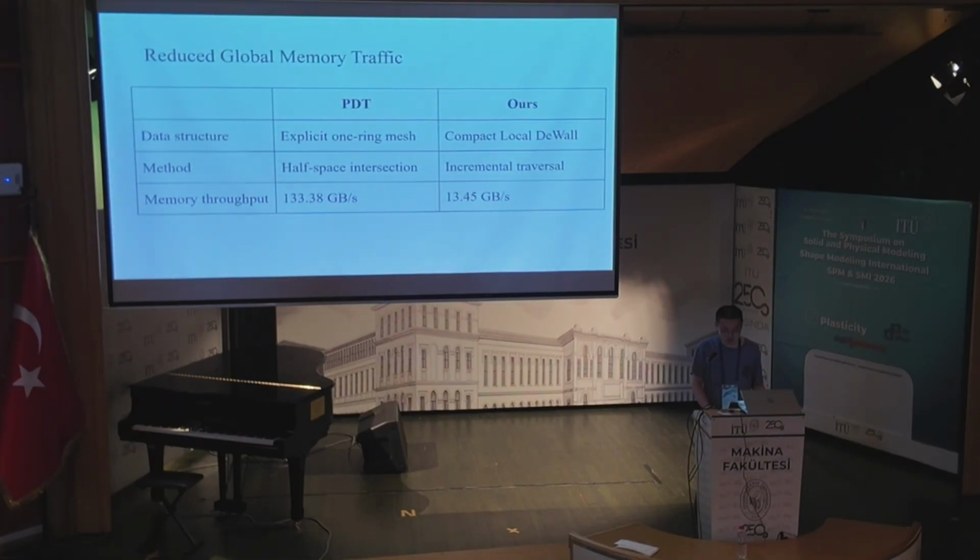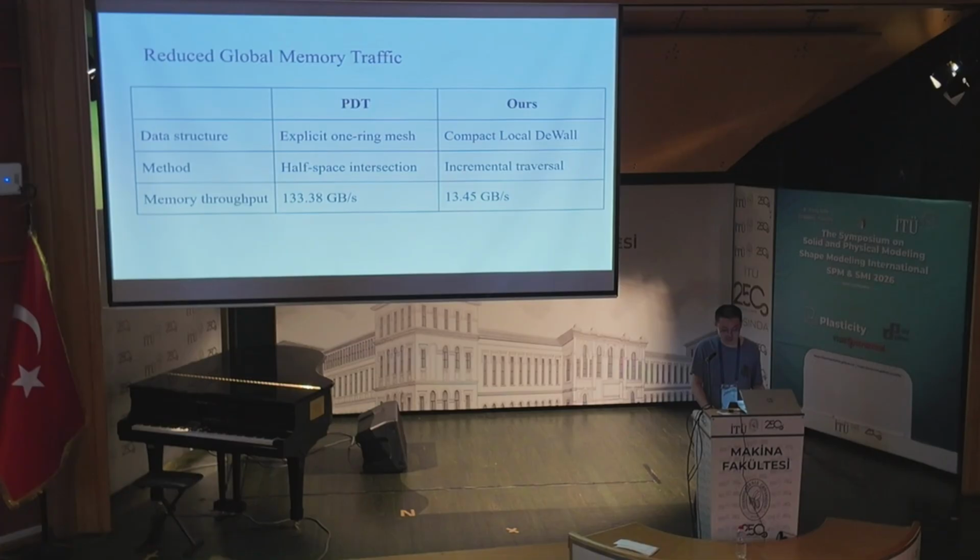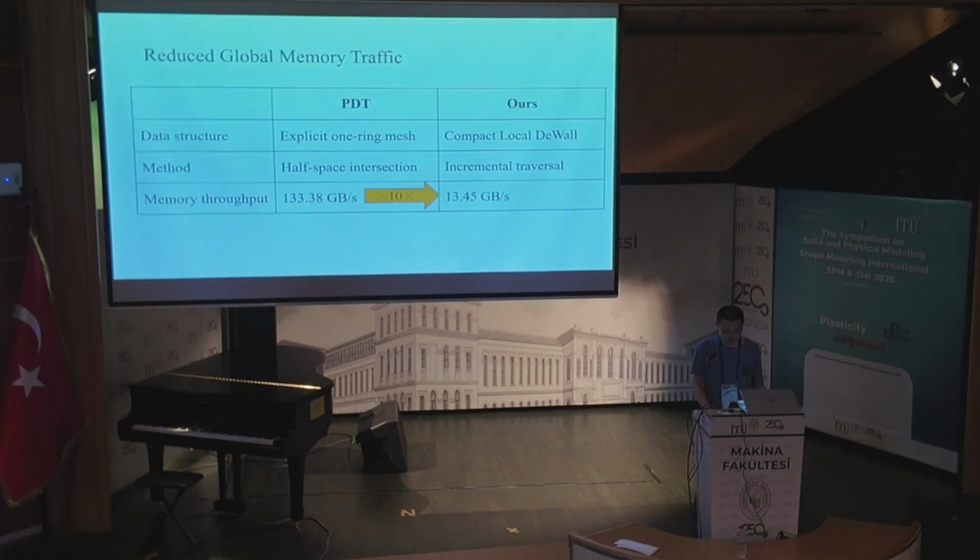We can see that our local DeWall allows us to significantly reduce memory traffic. By replacing explicit triangulation-based volume storage with compact local DeWalls, our method avoids repeated reads and updates of mesh connectivity. Furthermore, the traversal algorithm is local and read-only, leading to much reduced global memory access and better GPU cache behavior. Together, these two designs reduce global memory traffic by about 10 times.